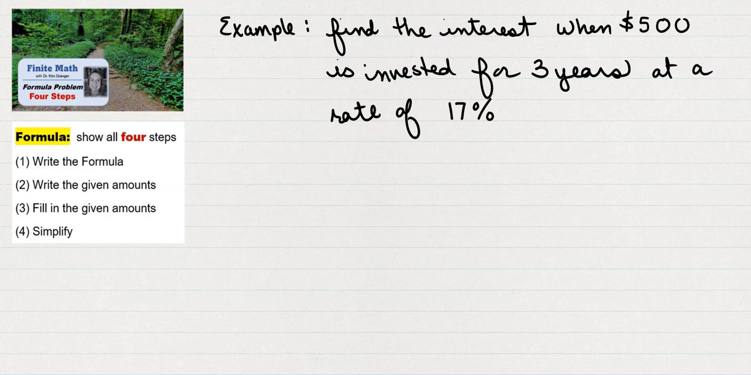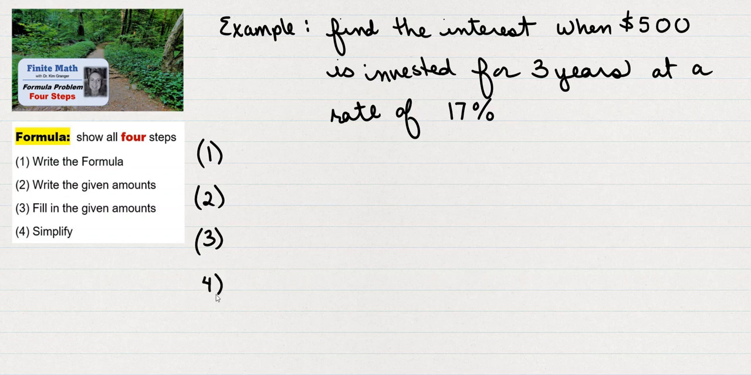Number 1, write the formula. Yes, write that formula, even if it's the same formula you've just used for the last 3 examples. Write the formula. Then write the given amounts, fill in the given amounts, and the last step, step 4, is to simplify. Here's an example, and again, I recognize this might feel like such an easy example that you don't need to do these 4 steps, but I'm encouraging you to do these 4 steps every time there's a formula, so that when you do get to that challenging example, you're able to do it seamlessly.